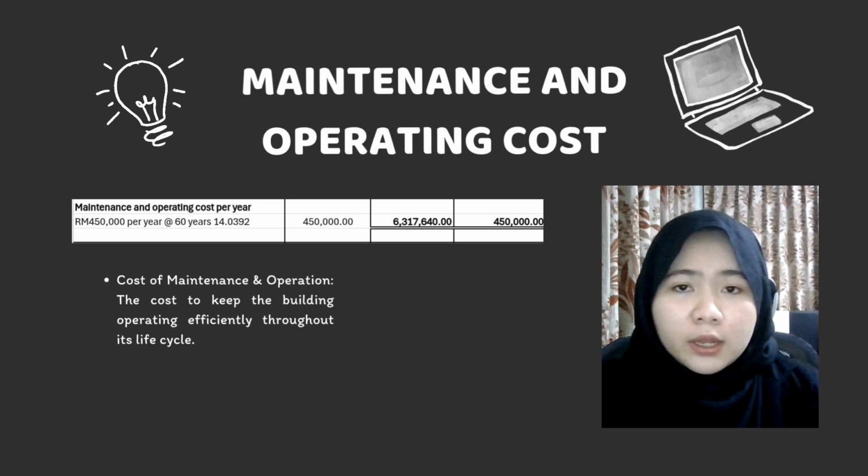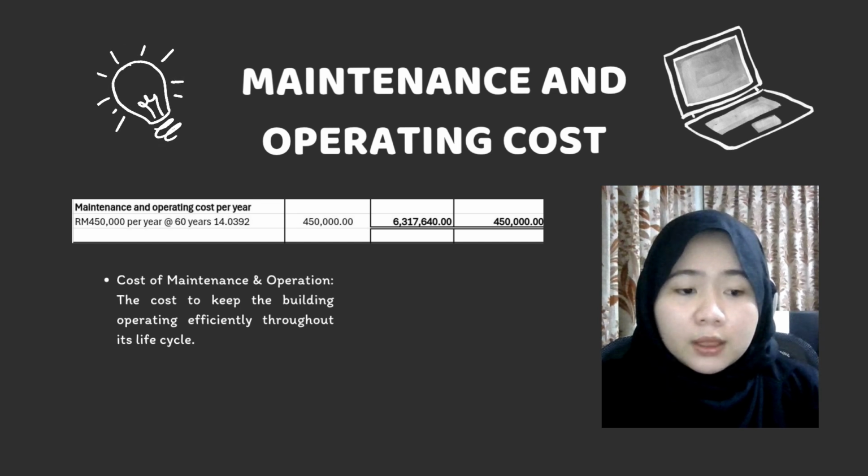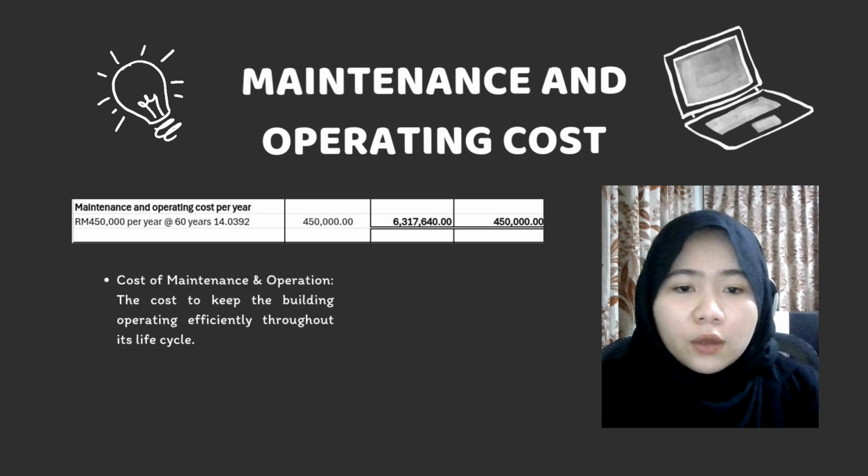450,000 multiplied by 14.0392, which gives 6,317,640 ringgit. As for the annual equivalent method, there will be no adjustments, as it will just use the annual cost, which is 450,000 ringgit.